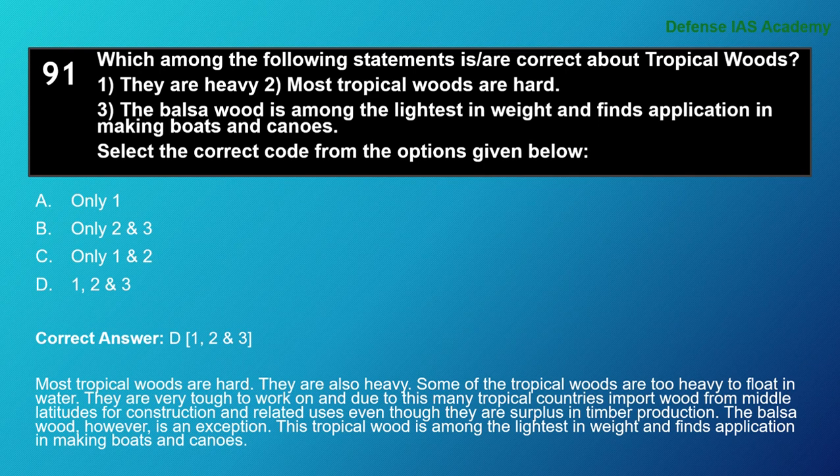Select the correct word from the option given below. The answer is option D, 1, 2 and 3. Most tropical woods are hard. They are also heavy. Some of the tropical woods are too heavy to float in water.